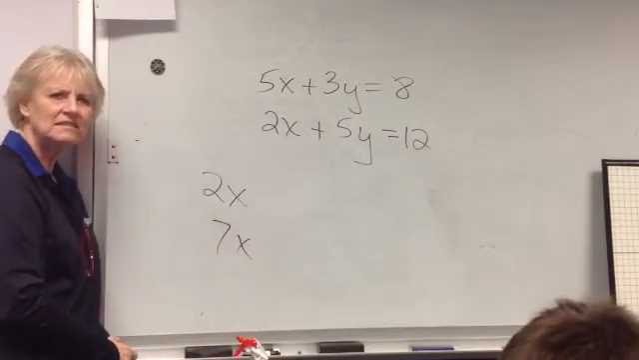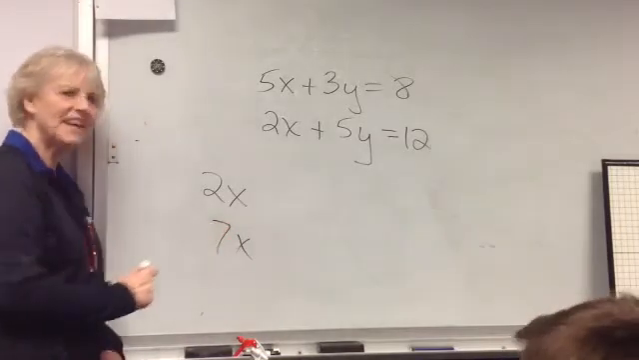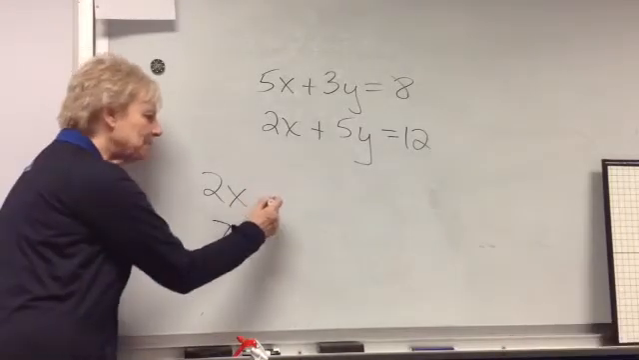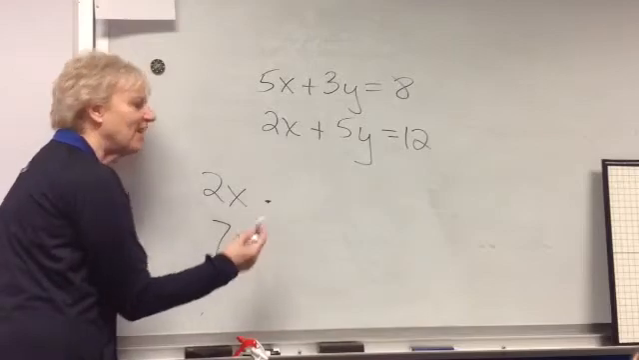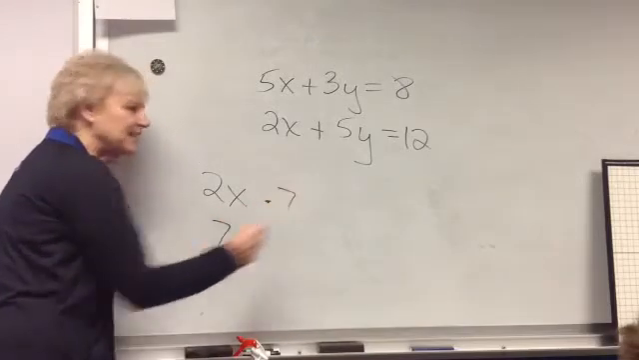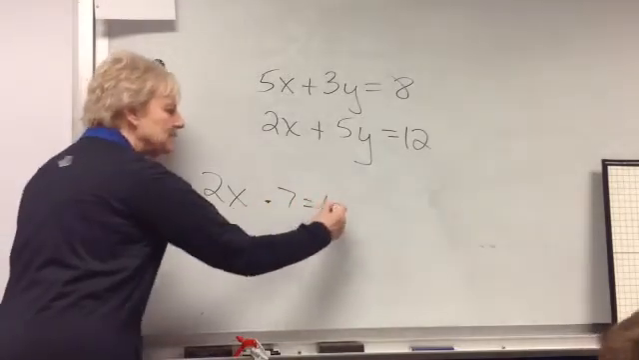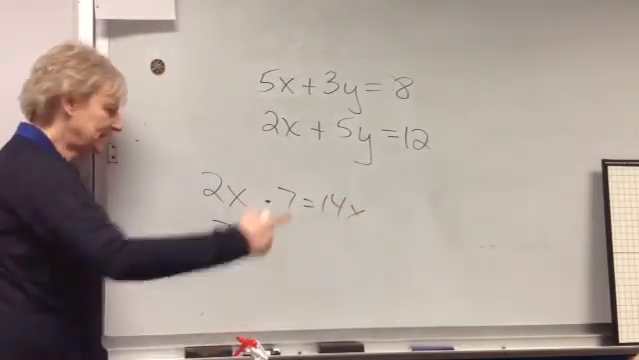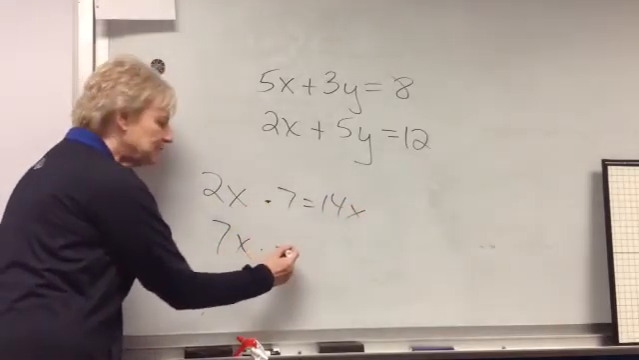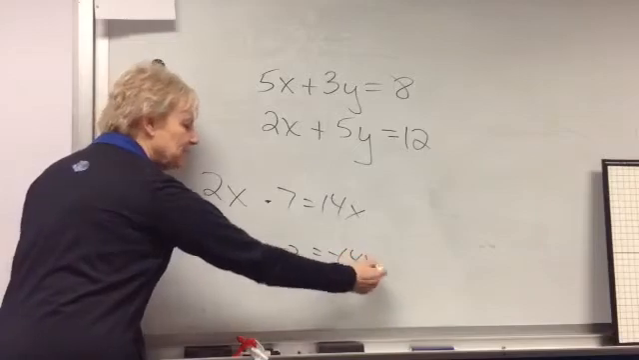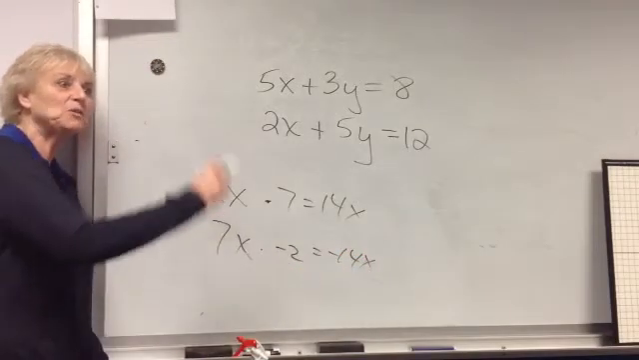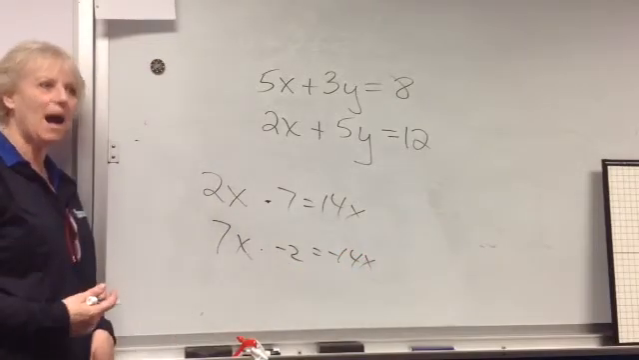Multiply the top by 7 and the bottom by -2. Yes. Take the top times 7, and that's going to give me 14. And take the bottom times -2, and that'll give me -14. You multiply them both to create opposites.